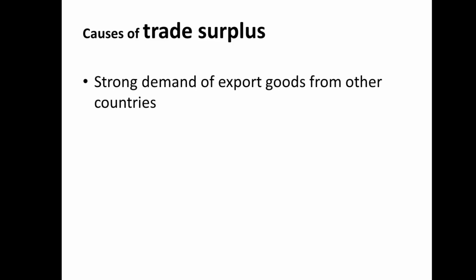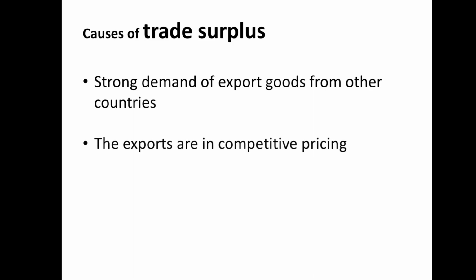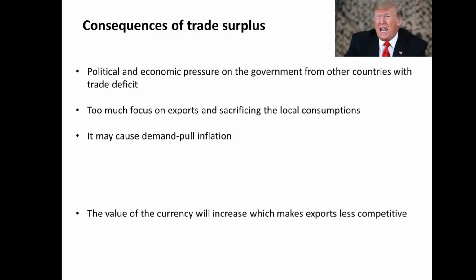And how do you get so much export revenue? It's because there's a huge demand for your exported goods and services, and that's why, in the end, X is higher than M. It might imply that you have very competitive pricing when it comes to exports, and that's why people want to buy your goods, because they are very attractive. Now you can take a look at the consequences. Trade surplus is not a good thing when it is persistent.